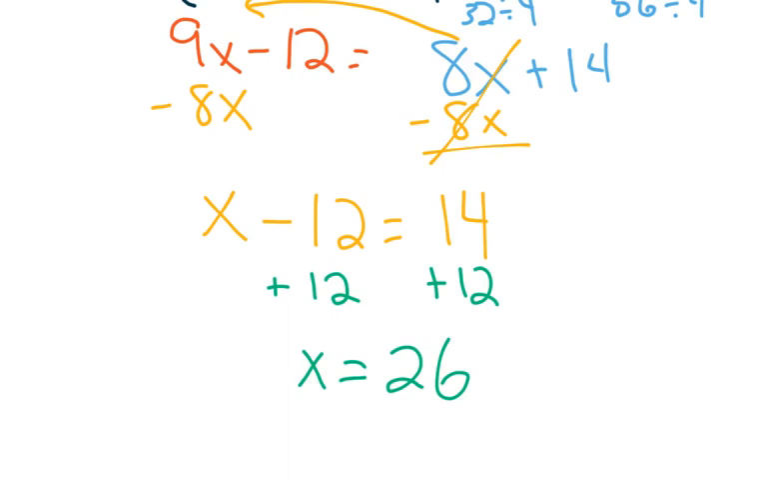Could you have done it on the right-hand side? Absolutely. You just would have had one extra step in dividing by -1. Does that mean it's wrong? Absolutely not. You still get 26. It's just maybe one extra step. Let's try another one like that.